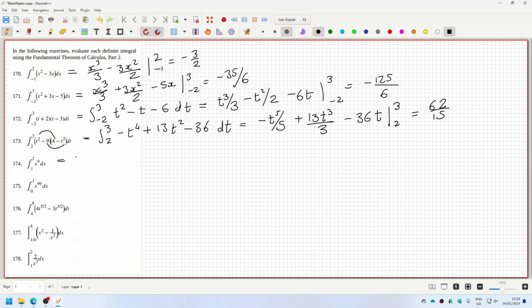Okay. This one here is x 10 over 10, 1 to 2. Okay, it's going to be pretty big. 2 power 10 over 10. 1023 over 10. This one here would be x 100 over 100, 0, 1. So that's just going to be 1 over 100, isn't it? I don't think I need the calculator for that one. Now let's have a look at the next one.